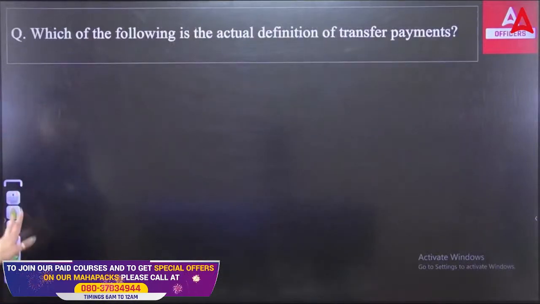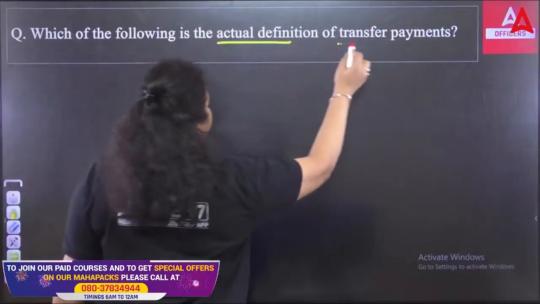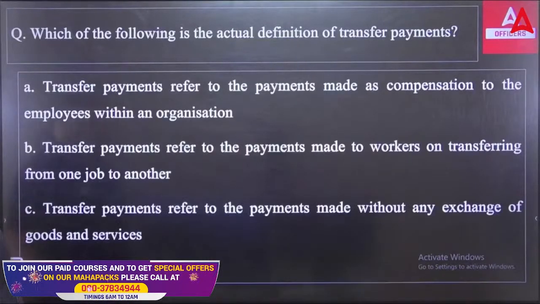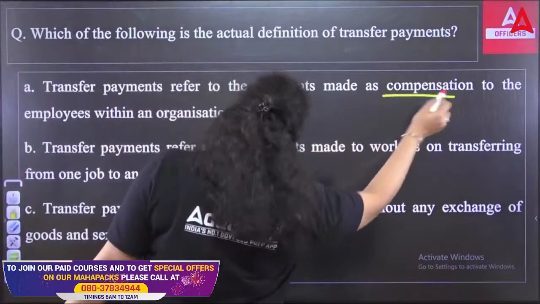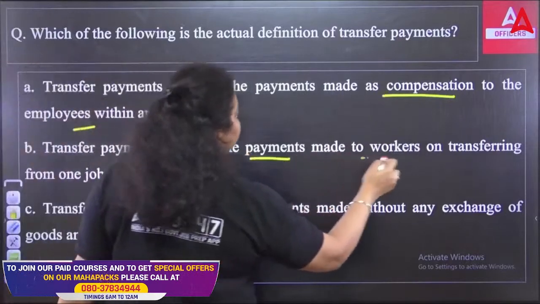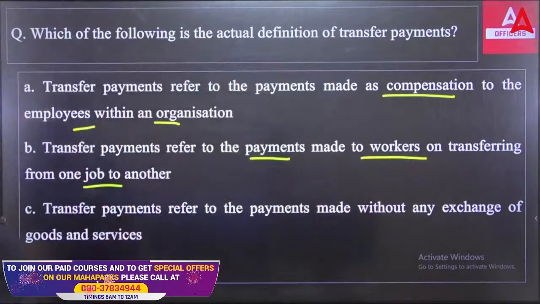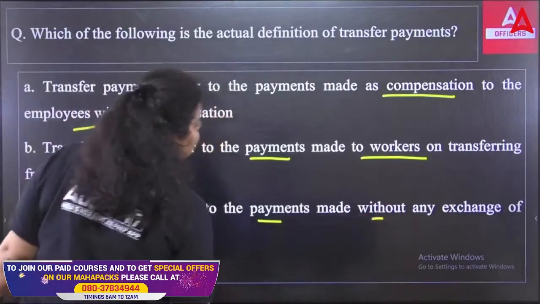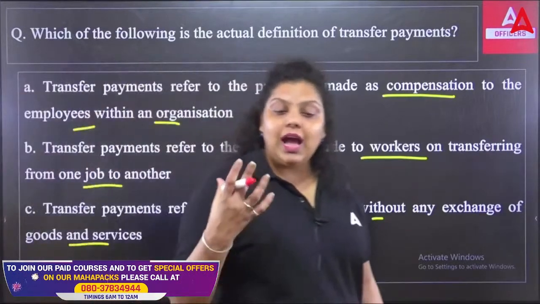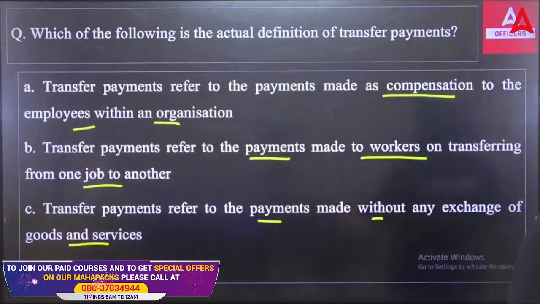Okay, now, which of the following is the actual definition of transfer payments? First, transfer payments refer to the payment made as compensation to the employees within an organization. Transfer payment refers to the payment made to workers for transferring from one job to another. Then, transfer payments refer to the payment made without any exchange of goods and services, or none of the above. So what do you think? What is the actual definition of transfer payments? What is transfer payment?